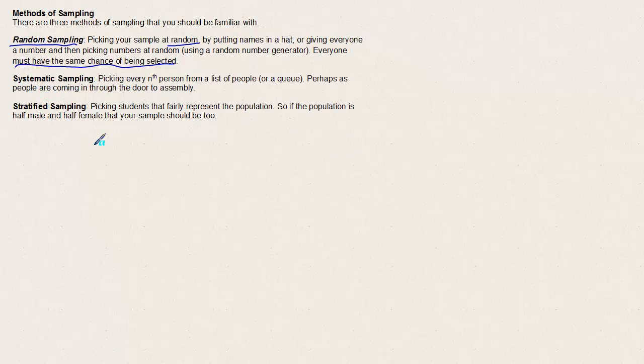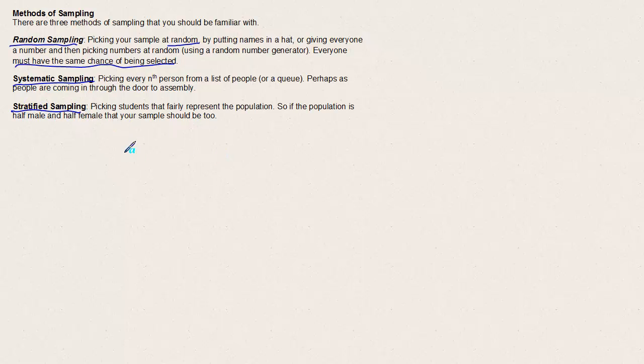Systematic sampling. Picking every nth person from a list of people, or a queue. For example, you might ask every 5th person that leaves the cinema, or every 20th person leaving a big event like a rock concert or something. Perhaps as people are coming through the door to assembly, so we could survey the school using systematic sampling by picking every 10th student that enters the hall.